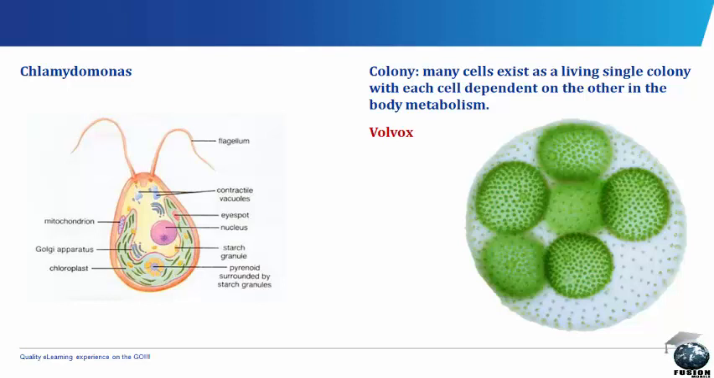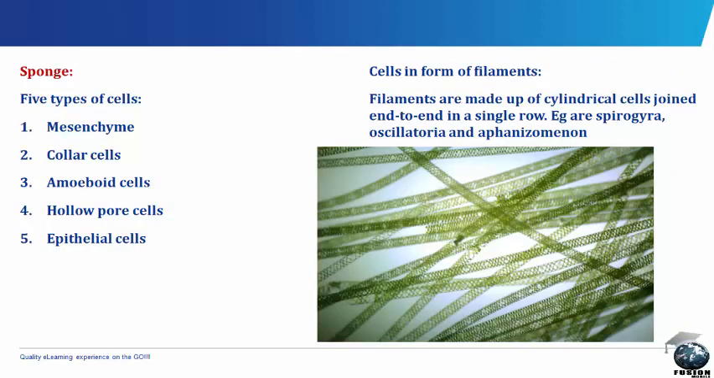For the colony, many cells exist as a living single colony, with each cell dependent on the other in the body metabolism. The sponge. There are 5 types of cells. 1. Mesenchyme. 2. Collar cells. 3. Amoeboid cells. 4. Hollow pore cells. 5. Epithelial cells.